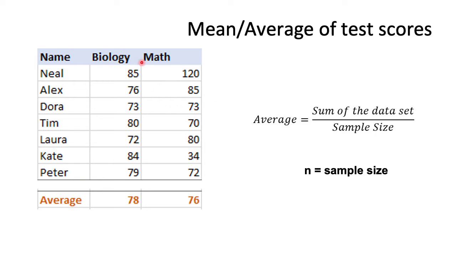If we look at the biology scores and the average of 78, we can take a look at each number and pretty much assume that they're not too far apart from the average of 78. It's about give or take plus or minus 3, just by looking at it. If I take a look at the math scores and the average being 76, I'll notice that some of the scores are really far apart from the average.